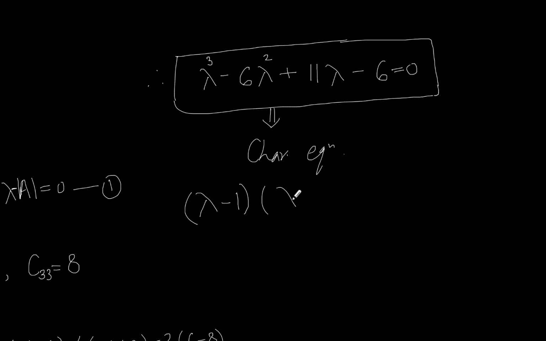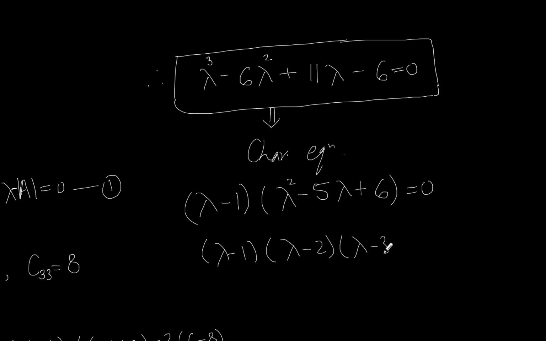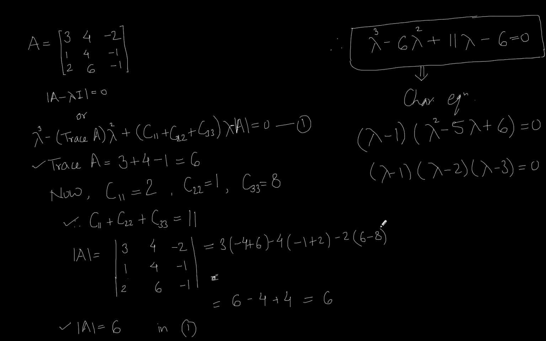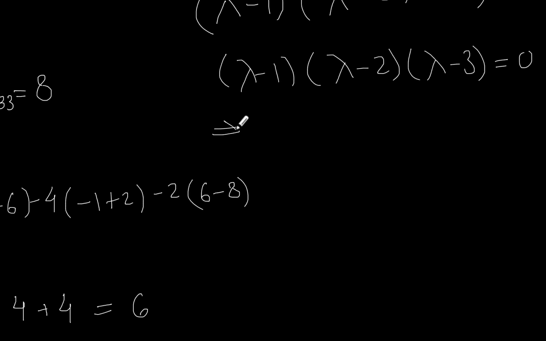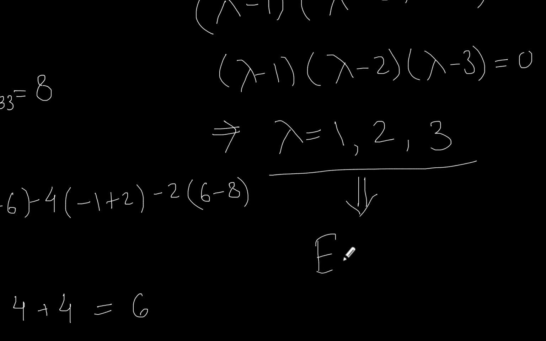So the remaining portion will be lambda squared minus 5 lambda plus 6 equal to 0. Just factorize it, and you will get the roots of this equation as lambda equal to 1, 2 and 3. So these are the eigenvalues of the matrix A.